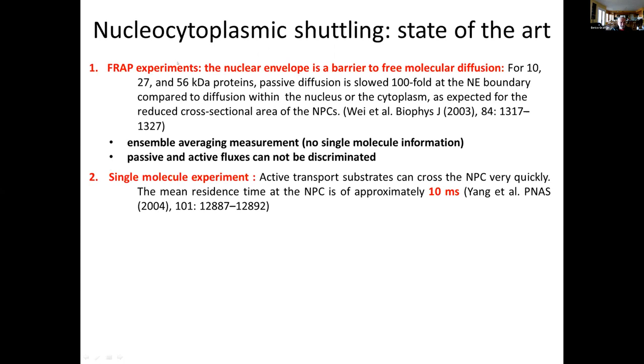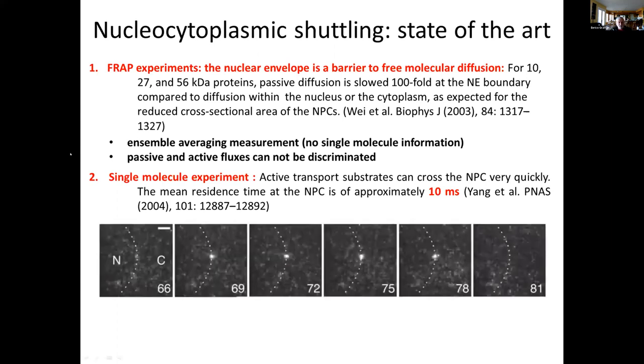And that kind of experiment provides ensemble averaging measurement. Passive and active flux cannot be discriminated except by the time. But single molecule experiments were done and showed that actually molecules in only 10 milliseconds can pass from one part to another part of the nuclear pore complex. So let us see what happens if we do a pair correlation function of this experiment. So this is a single molecule experiment. You see, this is the cytoplasm, this is the nucleus. The molecule, the complex, comes and stops there, and then after some time disappears, and if you are able to track the particle, you can find it on the other side.